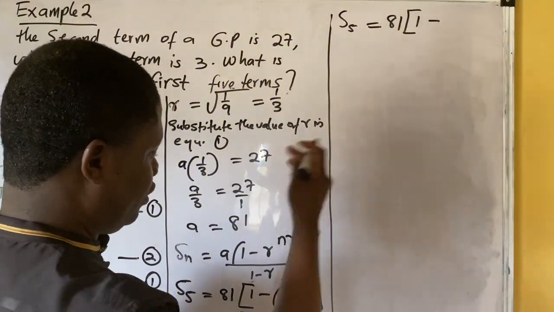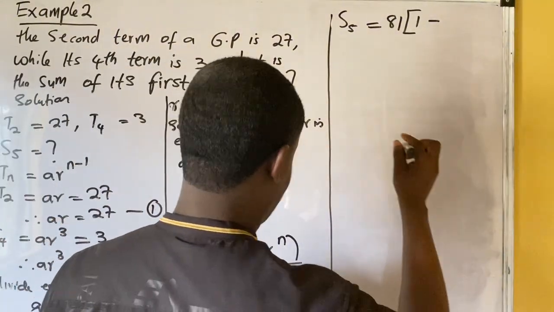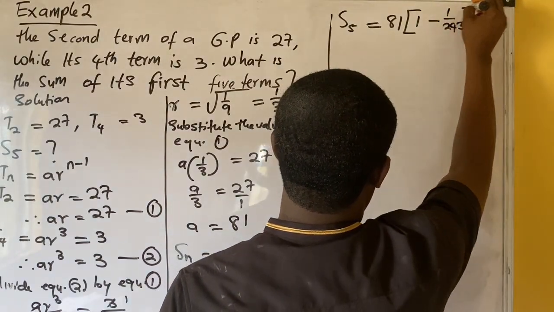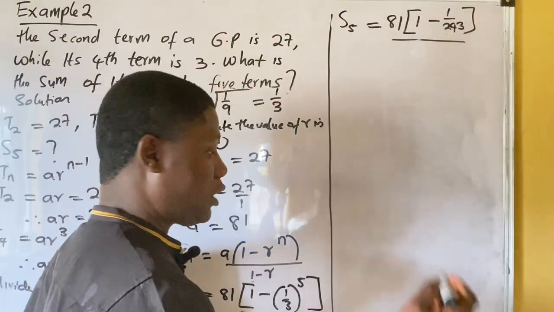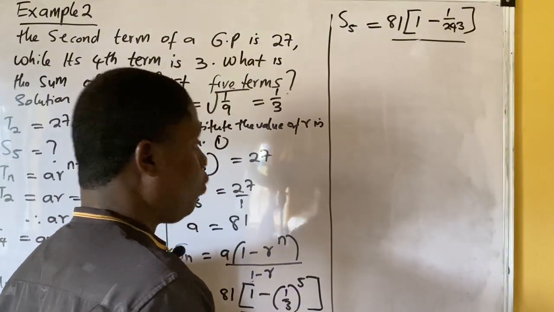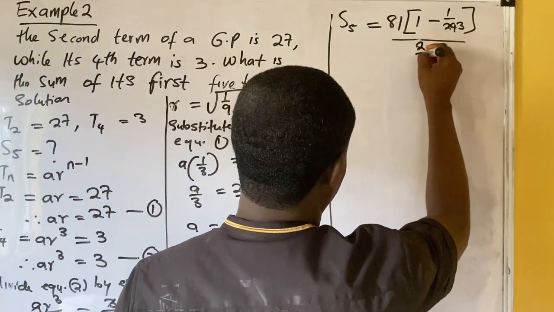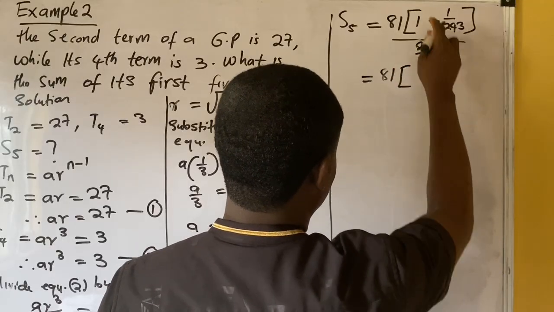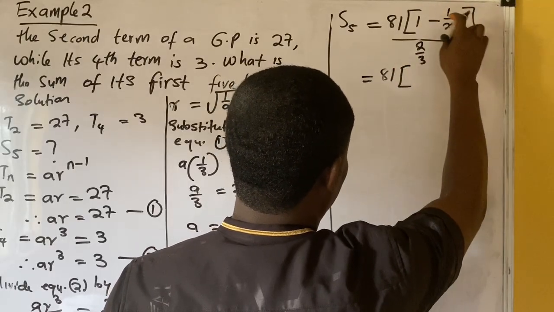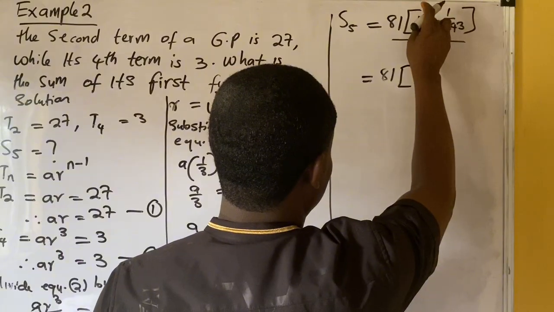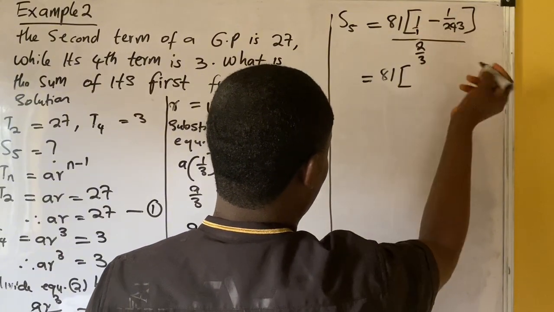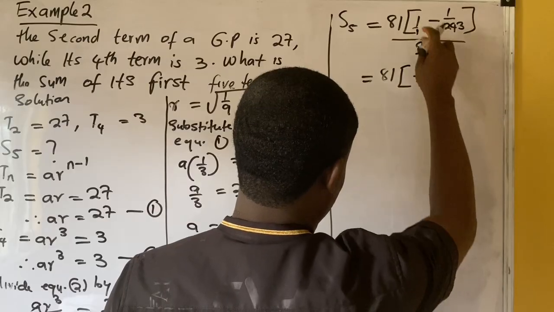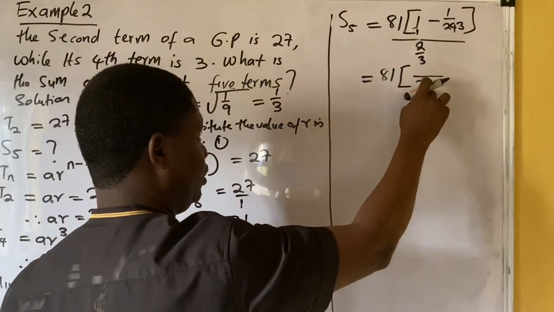So 1 raised to the power of 5 is 1, and 3 raised to the power of 5 is 243. So we have 1 over 243, over, if you subtract 1 over 3 from 1, you are going to have 2 over 3. So we have 81 into bracket 1 minus 1 over 243. This is the same as 1 over 1. If you find your LCM, which is 243.